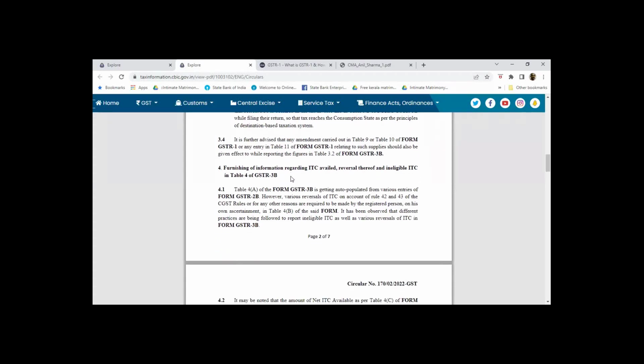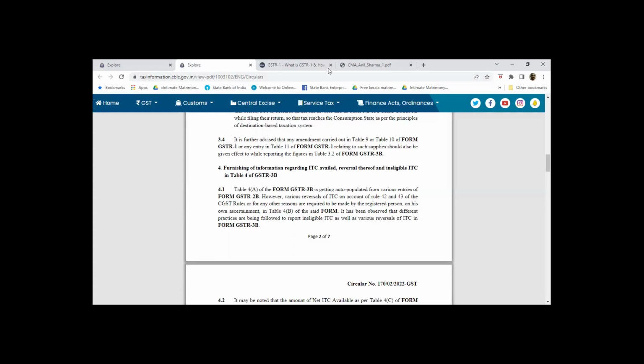It is also advised that any amendment carried out in table 9 or table 10 of Form GSTR 1 or any entry in table 11 of Form GSTR 1 relating to such supplies should also be given effect to while reporting the figures in table 3.2 of Form GSTR 3B.